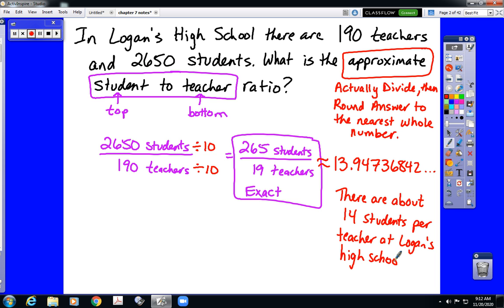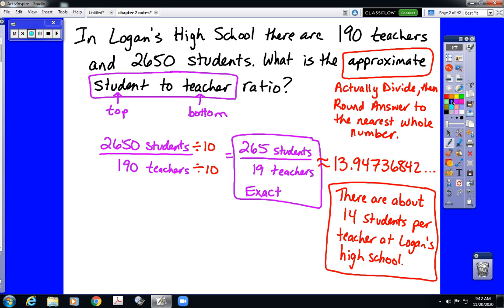Okay, I always tell my students that when you're solving a word problem, you should be giving a word answer. So we should answer the question with a statement, with a sentence that clearly answers the question. We've done so here. There are about 14 students per teacher at Logan's High School.